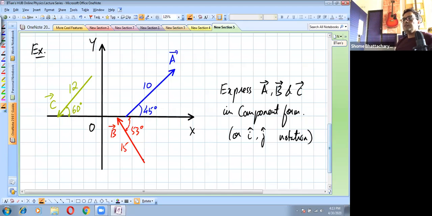So for E, it is fairly obvious. For E, you can see the magnitude of the vector is 10, and the angle it is making with the x-axis is 45 degrees. All you have to do is use the formula now.